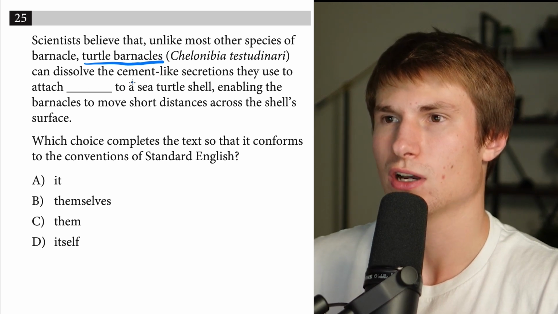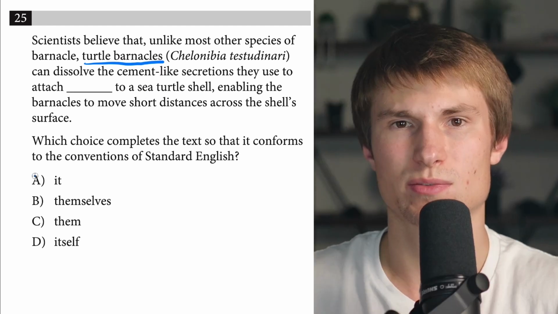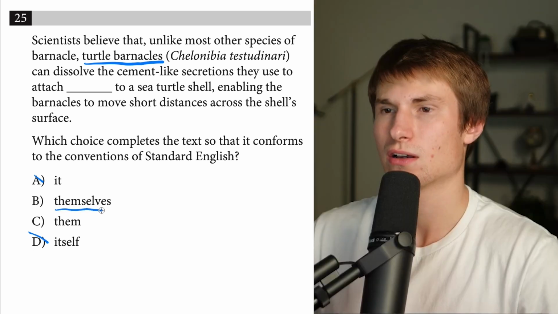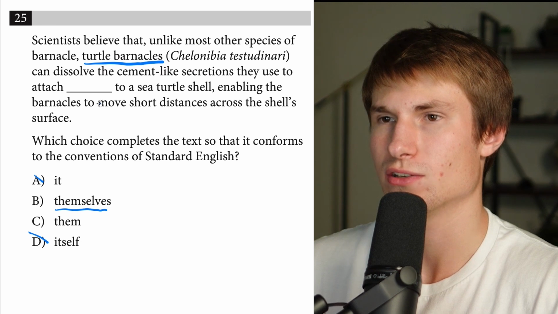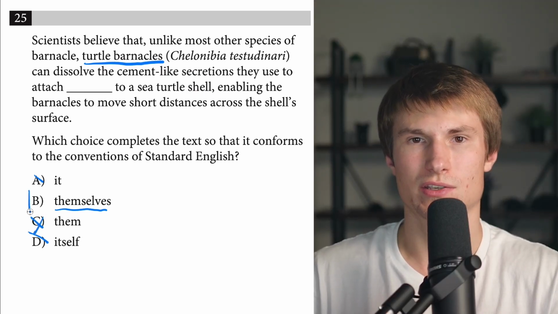Turtle barnacles can dissolve the smelt-like secretions they use to attach, so it would have to be themselves to a sea turtle shell. We know it's plural, so obviously we would get rid of A and we would get rid of D. Okay, we know it has to be themselves because we wouldn't state that turtle barnacles can dissolve the smelt-like secretions they use to attach them to a sea turtle shell. Okay, it is themselves. Okay, so our answer would have to be B.